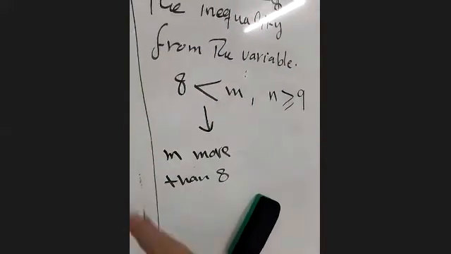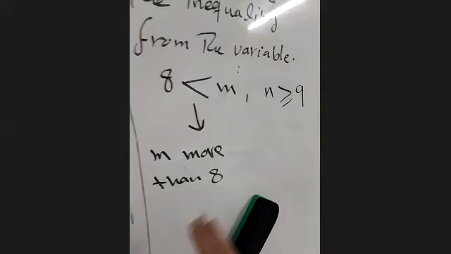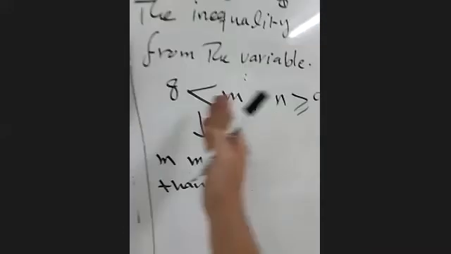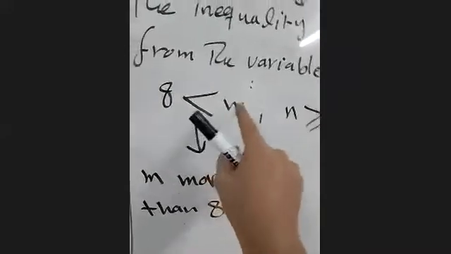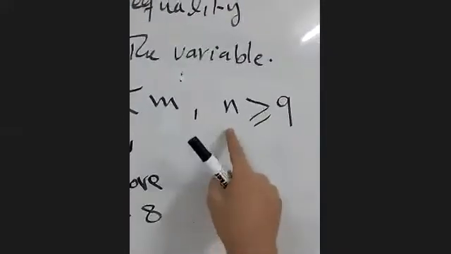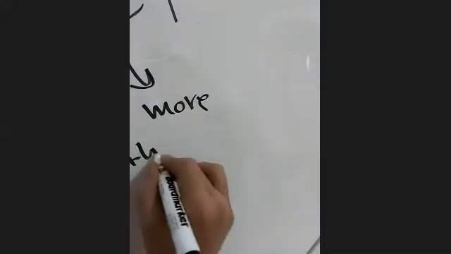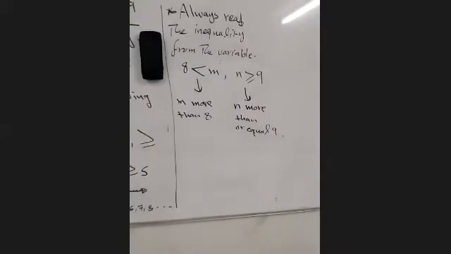This is one. The second one here, where is the variable? Don't say 9 less than or equal n. No, don't say that. So always read the inequality from the variable. Search for the variable and read m more than 8, n more than or equal 9. So here I read it from n. I say n more than or equal 9. Always read it from the variable.